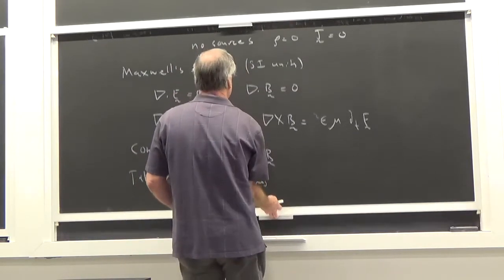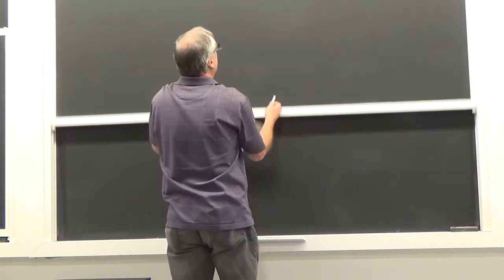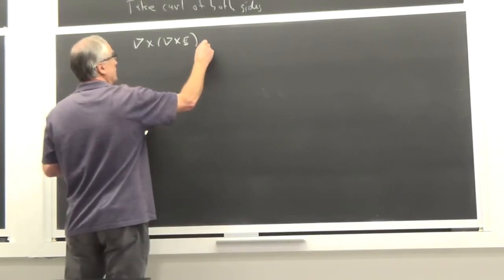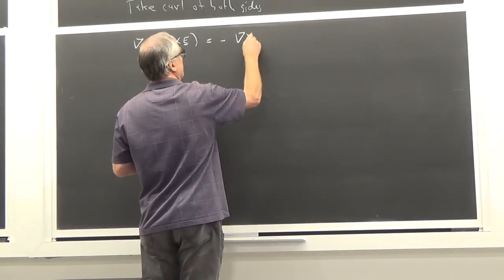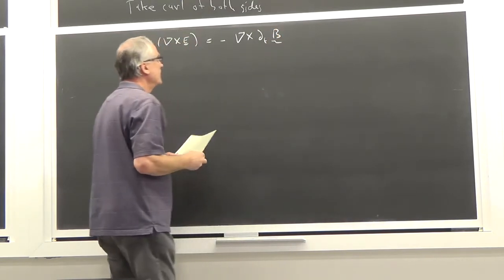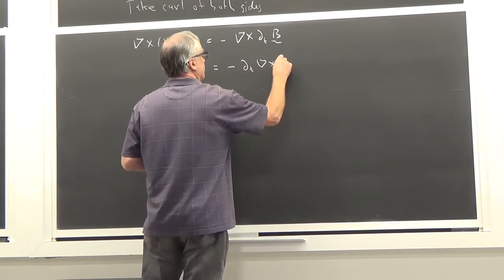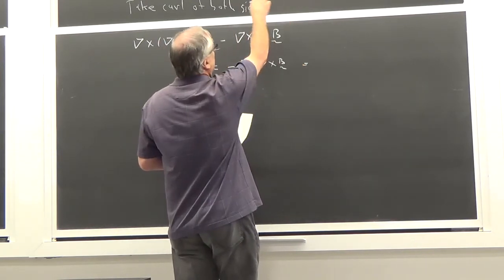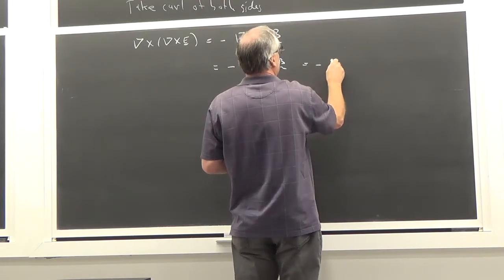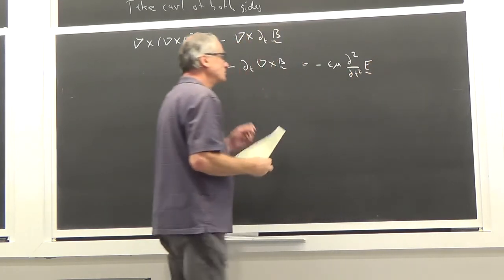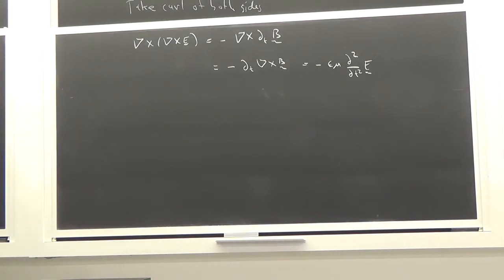So let's see, okay, del cross del cross E is equal to minus del cross d by dt of B. Of course, this side's easy, that's minus d by dt of del cross B, and I know that's equal to, del cross B is minus epsilon times mu d squared by dt squared of E. So at least that side looks like the second time derivative that appears in the wave equations we're used to.